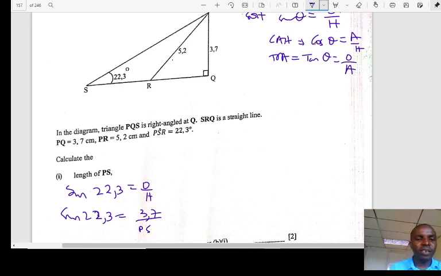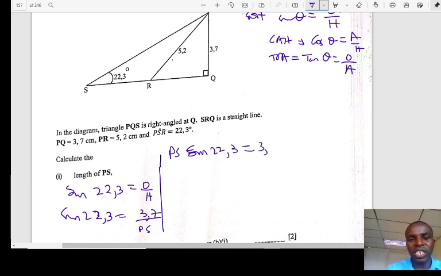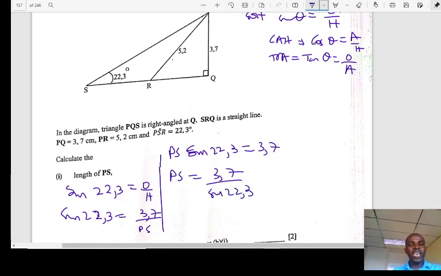Then cross multiply, or multiply by PS both sides. So you'll be left with PS sine 22.3 equals 3.7. Then divide by sine 22.3. You'll be left with PS equals 3.7 over sine 22.3. Then find your calculator. You say 3.7 divided by sine 22.3 degrees.